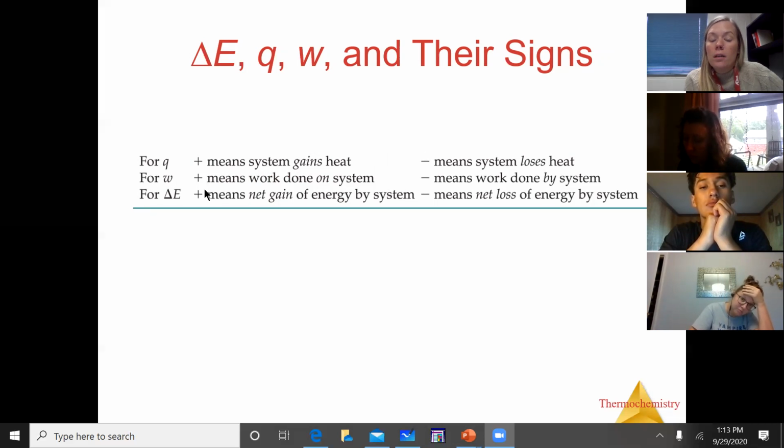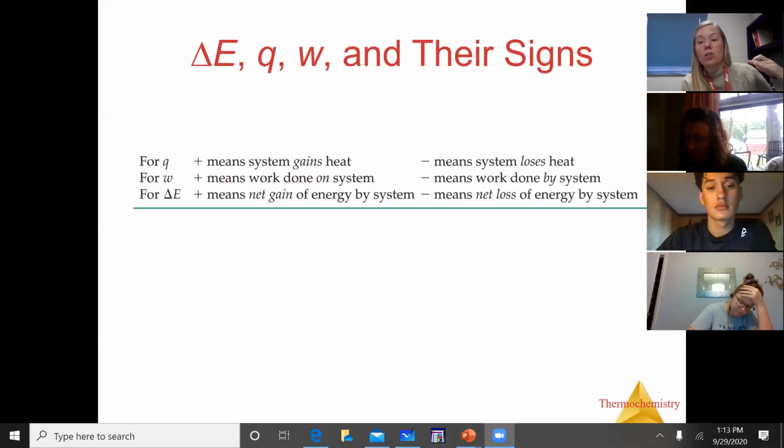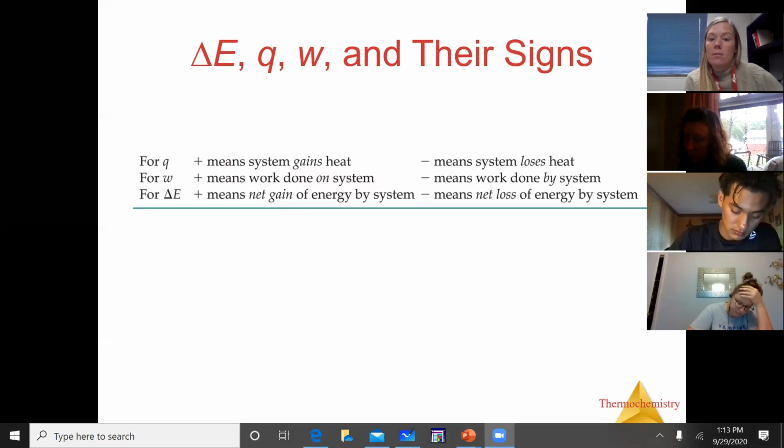For work, a positive symbol means that work is being done on the system, so the surrounding environment is having to do work on the system. A negative value is when the system is doing work, work done by the system, or it's doing work on the surrounding environment.